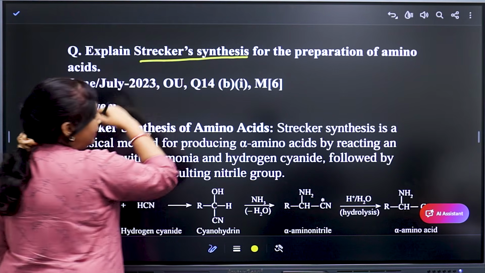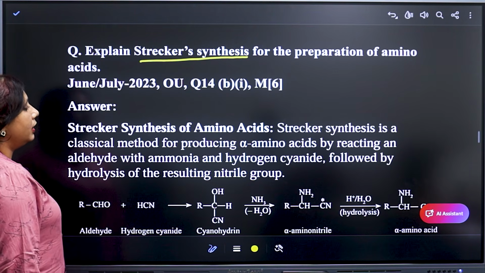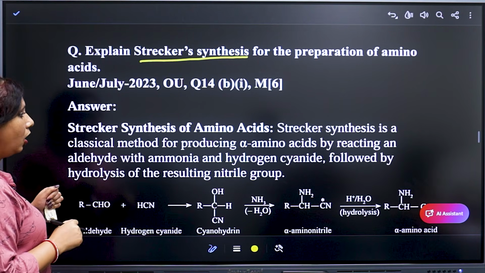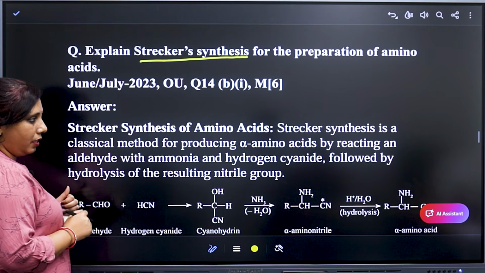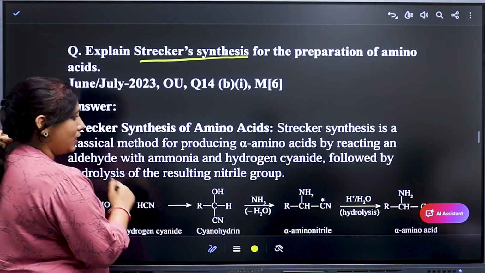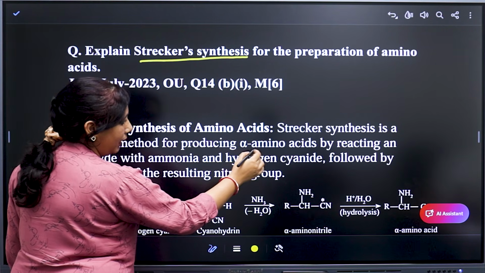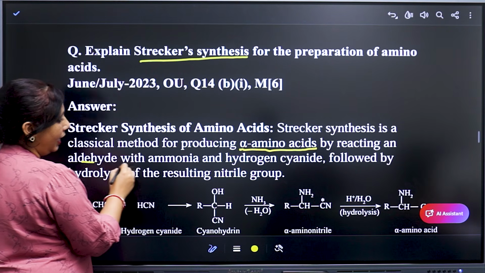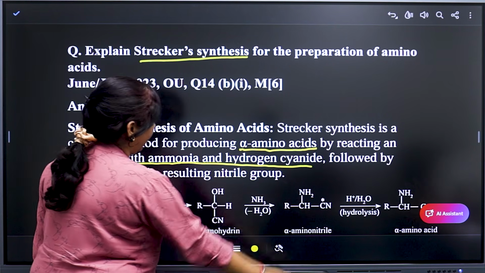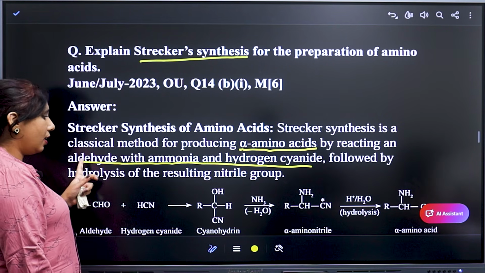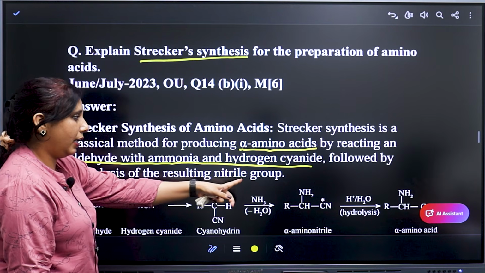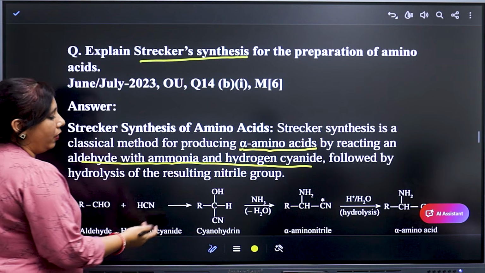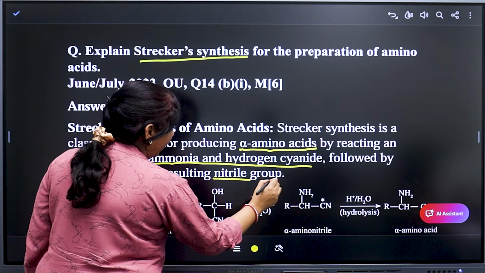Synthesis of amino acids by Strecker's method. This question has also been asked for 6 marks, as part of the long answers. So let us see what Strecker's amino acid synthesis is. This is a special method that produces alpha amino acids by reacting aldehyde, ammonia and hydrogen cyanide. So the starting materials are aldehyde and hydrogen cyanide. Both of them react together, followed by hydrolysis of the nitrile group.